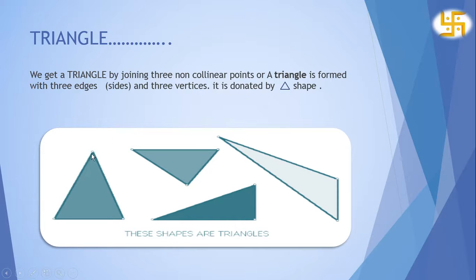See here, there are 3 points, 1, 2, 3, but they are not on the same line. Or we can say a triangle is formed with 3 edges and 3 vertices. See here, 3 vertices, 1, 2, 3, and 3 edges means sides. One side, second side, third side.